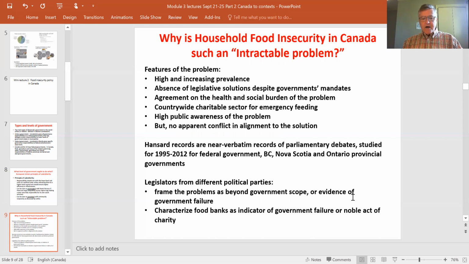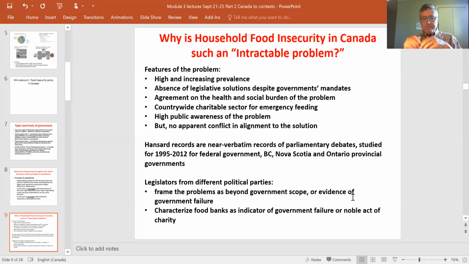What they found was that legislators from different political parties, primarily in Canada the three main parties with the Green being a small fourth party, from the NDP, seen as relatively more in favor of government intervention, the Liberals, who are seen as sort of centrist, and the Conservatives, who are seen as favoring less government intervention in people's lives, tend to frame the problem differently.